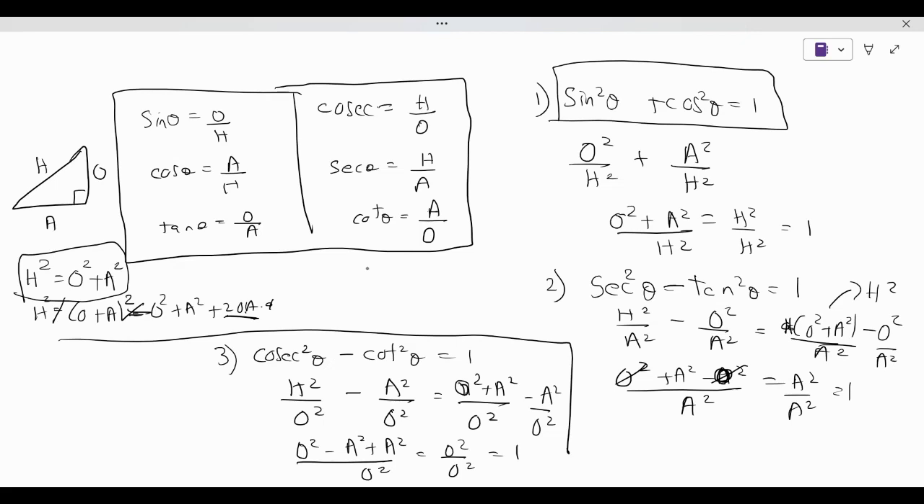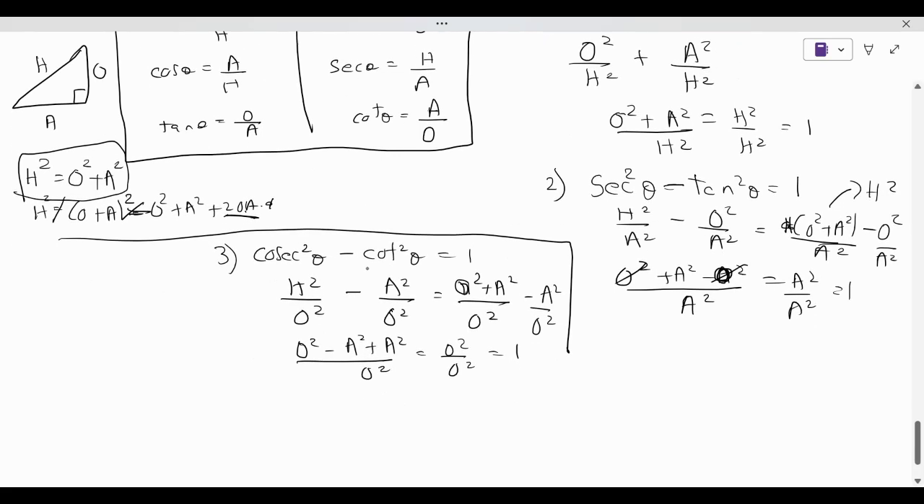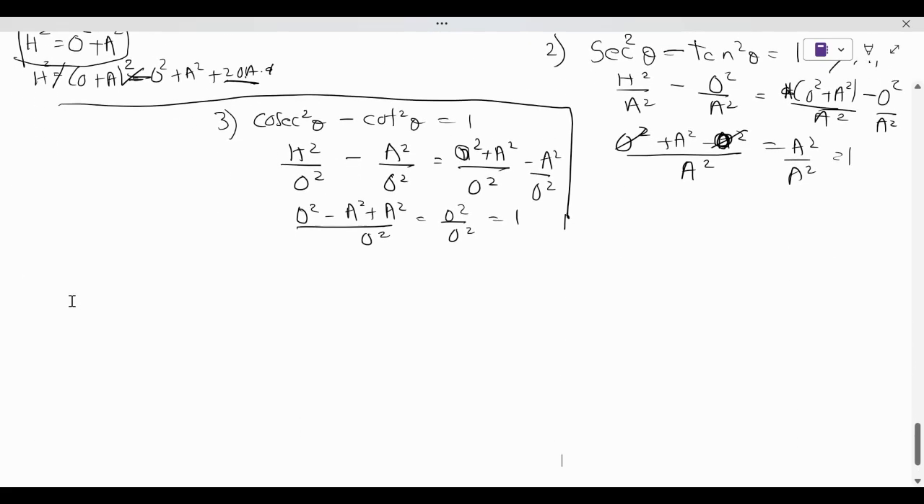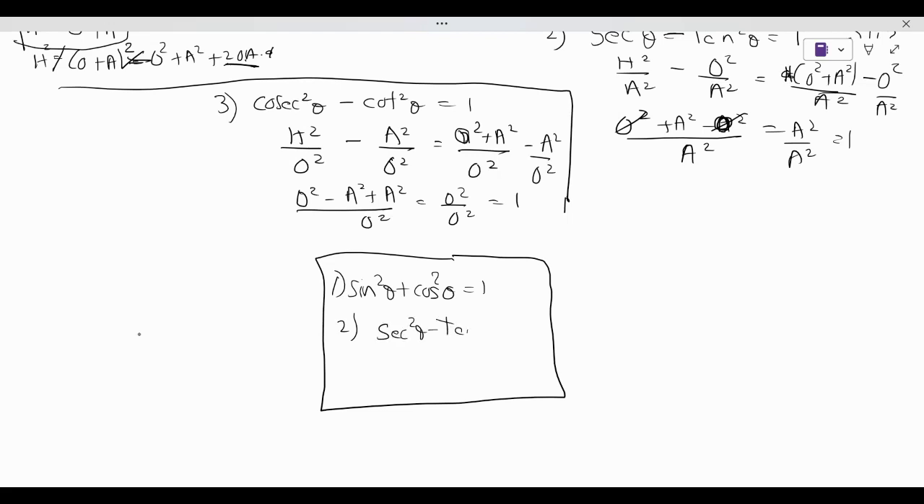So these three formulas are called trigonometric identities. An identity is something you get when you equate two things. So I'll just write it as a table here. First is sine square theta plus cos square theta equal to 1. Second is sec square theta minus tan square theta equal to 1. Third is cosec square theta minus cot square theta equal to 1.